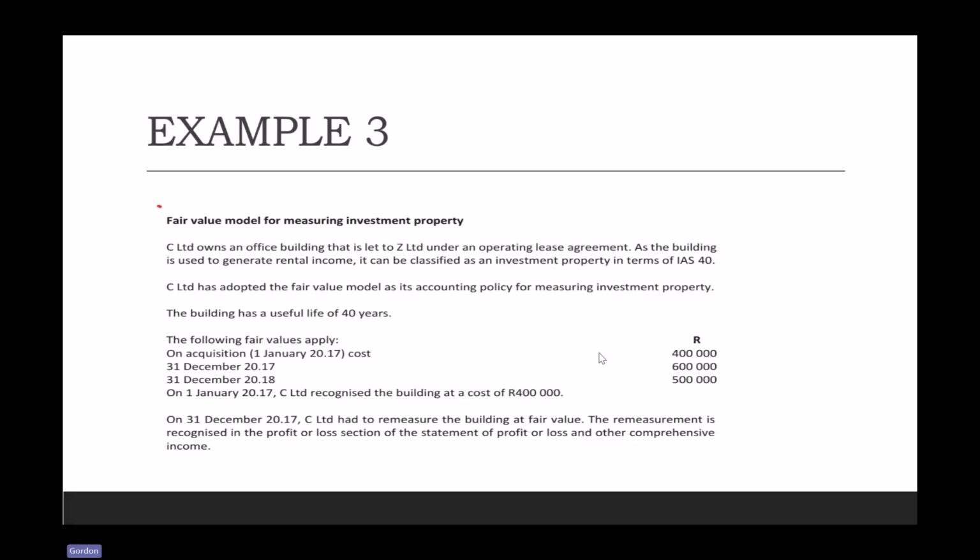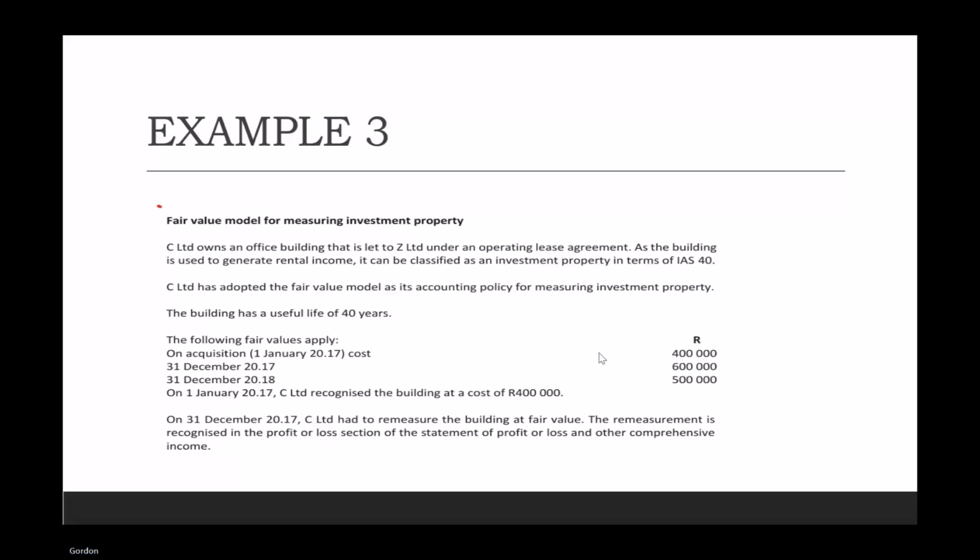Okay. C Limited has adopted the fair value model as its accounting policy for measuring investment property. And that's exactly how UNISA will give you. C Limited has adopted the fair value model. They will tell you what accounting policy the company has adopted. Are they using the cost model? Are they using the fair value model? These are the only two models that we use for investment property, right? Good. The building has a useful life of 40 years.